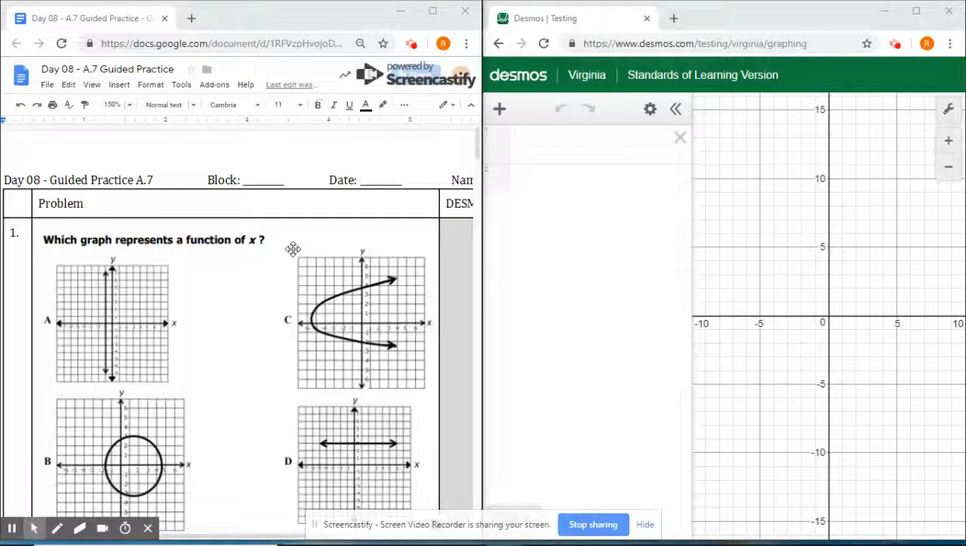Okay, this is day 8, guided practice 8.7. There's a lot of stuff in this standard, so make sure that you look through your notes carefully and know all the vocabulary as we move through these guided practice questions and then also your homework today.